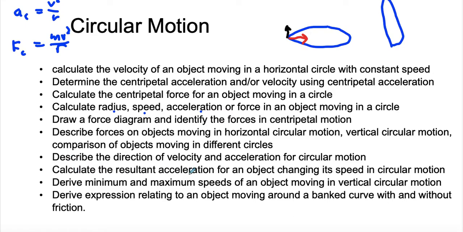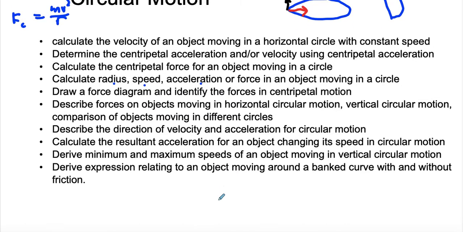Calculate the resultant acceleration of an object changing speed. So now this is where we have tangential and centripetal acceleration. You have to use vectors to do that, and they're perpendicular to each other, so you just resolve those two vectors into a final vector. Your resultant acceleration is going to be the square root of the centripetal acceleration squared, plus the tangential acceleration squared. Okay.